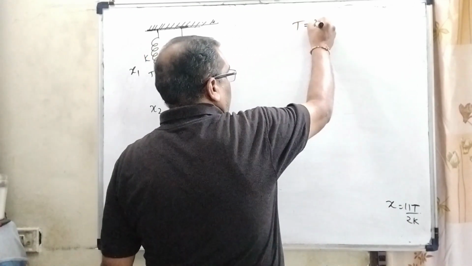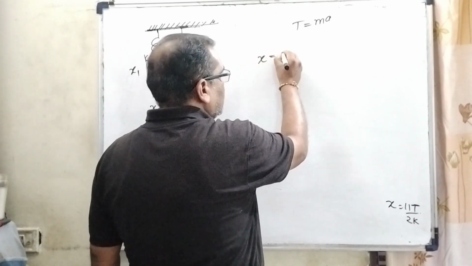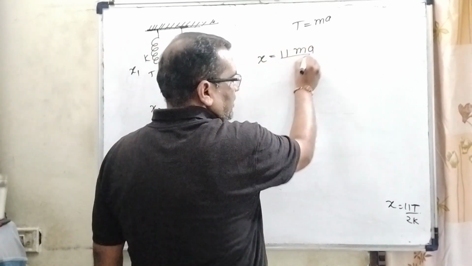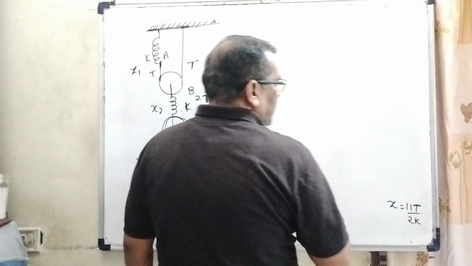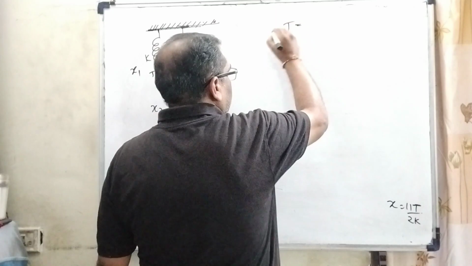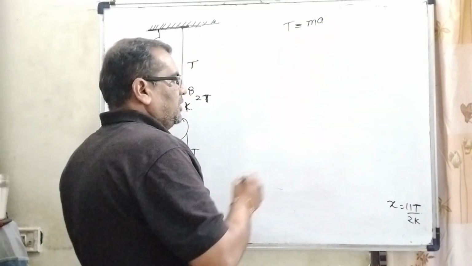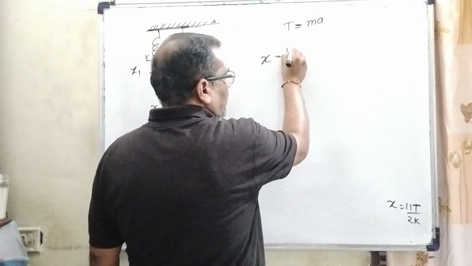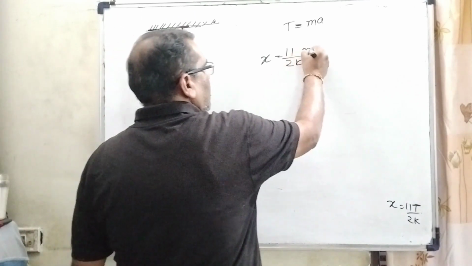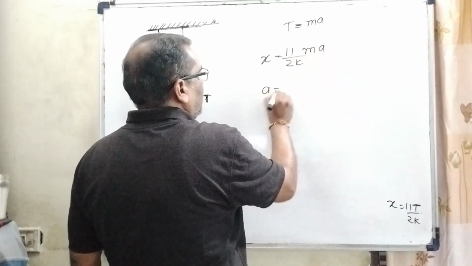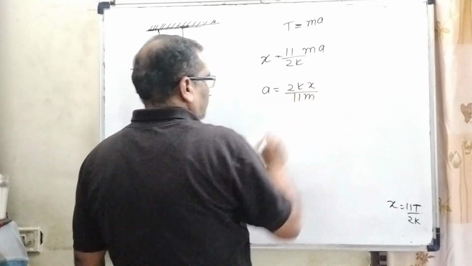Now here, capital T is the tension force, and the tension force can be written as mass into acceleration. Now substitute this value of x equal to 11T upon 2k, and what is the value of tension? That is mass into acceleration. Then the acceleration can be written as 2kx by 11m.